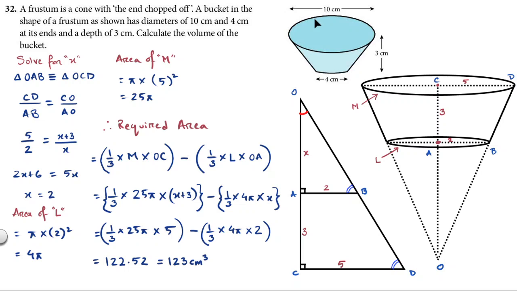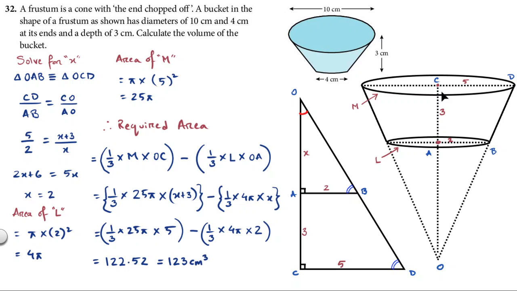If the diameter is 10, that means the radius from the center will be 5 and the height remains the same, which is 3, and the base has a diameter of 4 centimeter. That means the radius for the base will be 2 centimeter. So these are the points I have mentioned: A, B, C, D and O, and I'm calling this surface, the base of the frustum, as L and the top of the frustum as M.